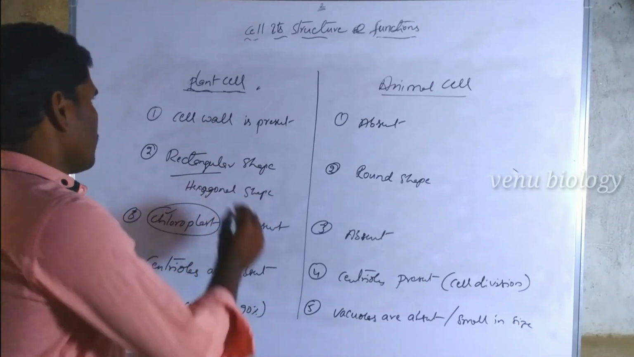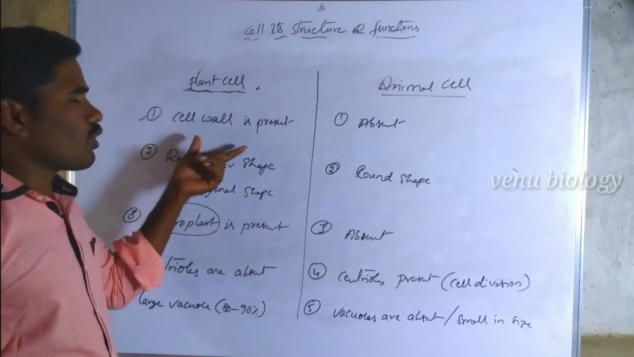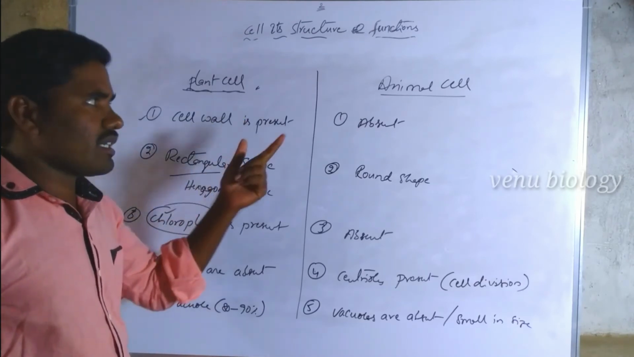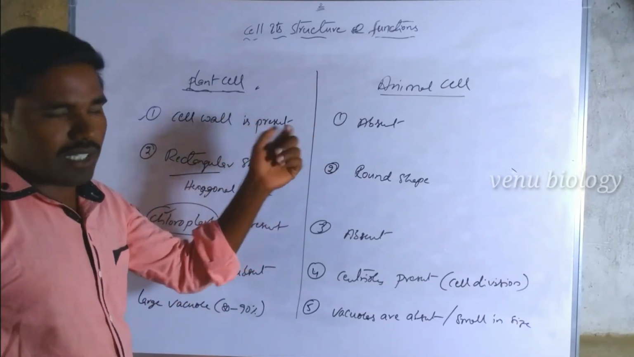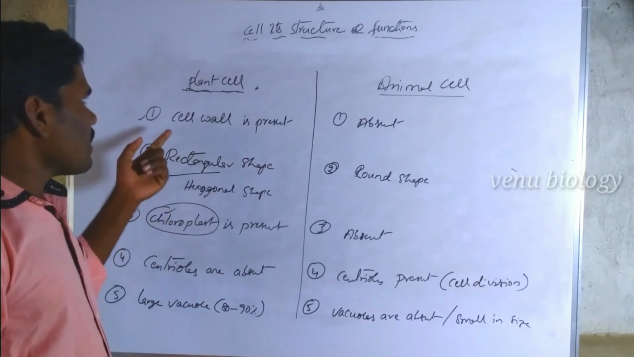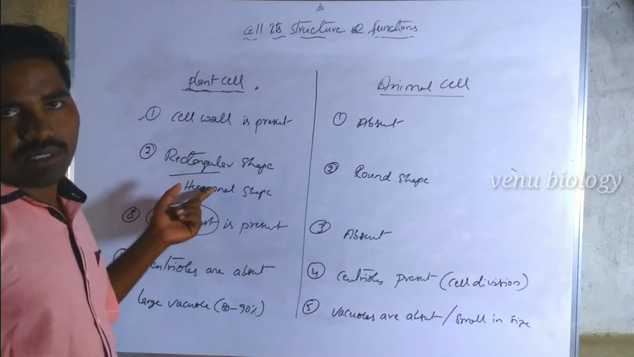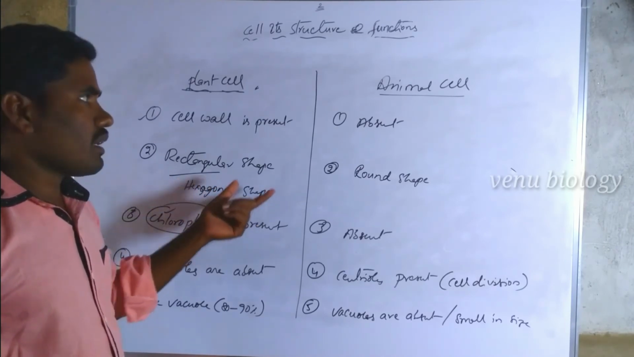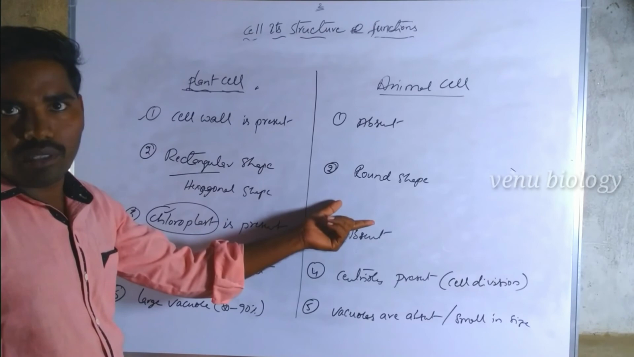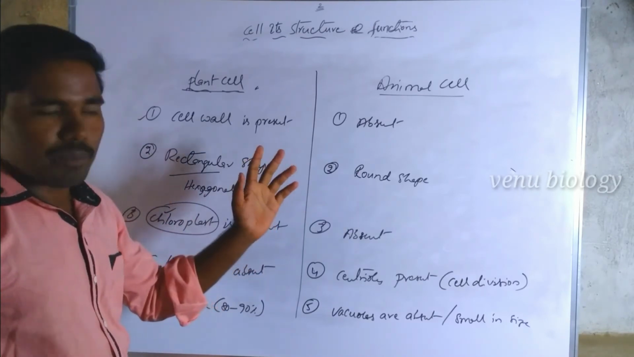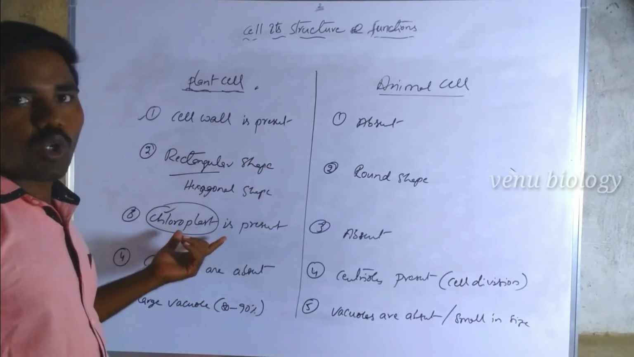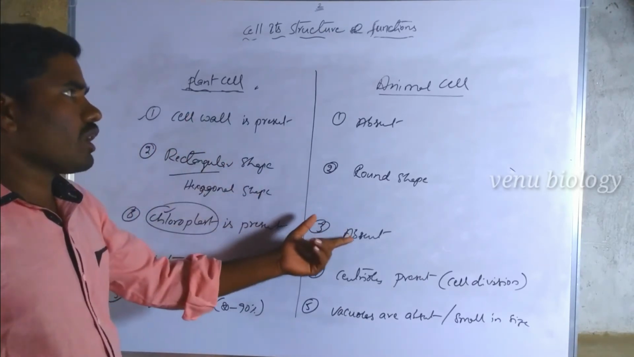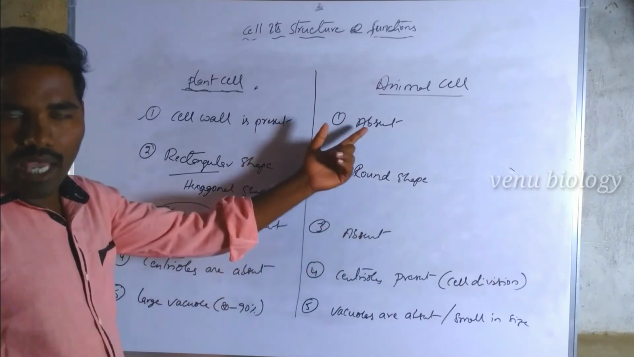I repeat, plant cell has the outer tough coat, that is the cell wall. Cell wall is present in the plant cells. Cell wall is absent in the animal cells. Okay, next difference is plant cells have rectangular shapes or hexagonal shapes. Animal cells have the round shape, sometimes irregular shape also. Okay, third difference is chloroplast. Chloroplast is present in the plant cells, whereas chloroplast is absent in the animal cells.